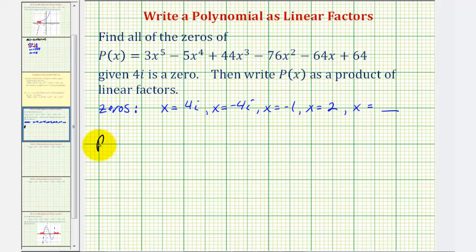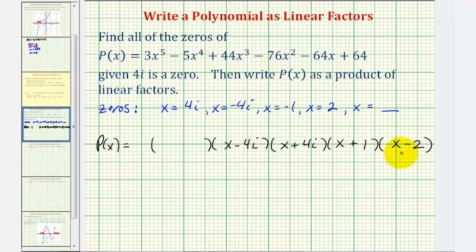We know now that p of x will have 5 linear factors. So starting with x equals 2, if x equals 2 is a 0, x minus 2 must be a factor. Notice how x equals 2 would make this factor equal to 0, and therefore this function value equal to 0. If x equals negative 1 is a 0, then x minus negative 1 or x plus 1 would be a factor. If x equals negative 4i is a 0, then x minus negative 4i or x plus 4i would be a factor. And if x equals 4i is a 0, x minus 4i would be a factor.